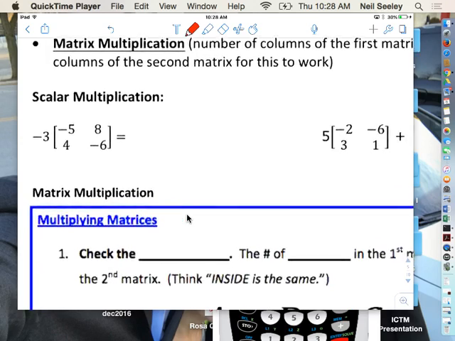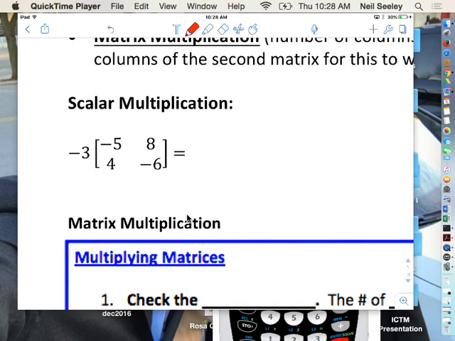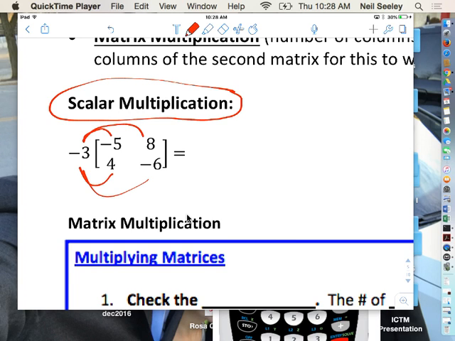Two topics that you want to be careful with. So here's scalar multiplication. It means to expand, like a stretch. You're just making every value that much bigger. So it's a different kind of multiplication.